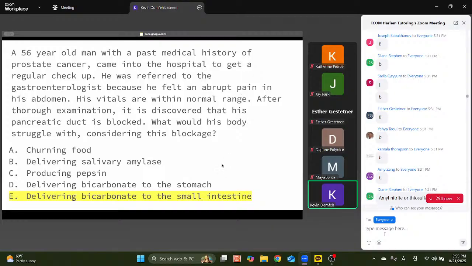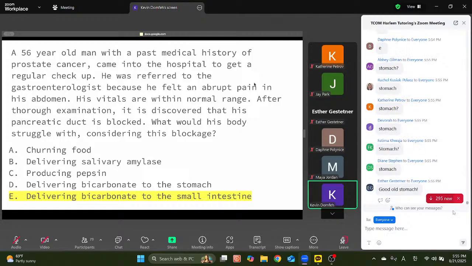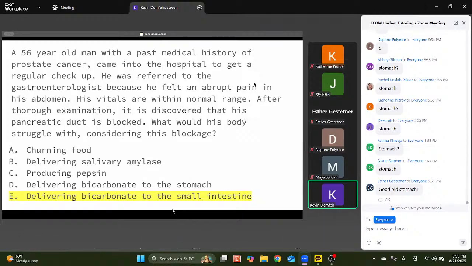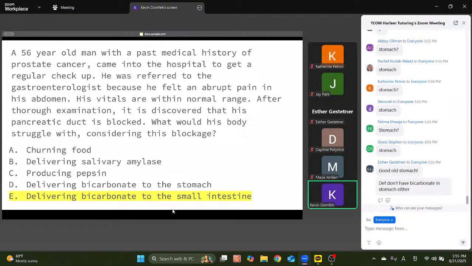Yeah, good. Another thing about these exams is that some of these answer choices are very obvious in terms of them being right or wrong, right? If we're talking about the pancreatic ducts, you should nowhere in hell ever give me an answer like delivering the salivary amylase, right? Because that comes from the salivary glands, all right? That's in your saliva, which is in your mouth, not your pancreas, right?